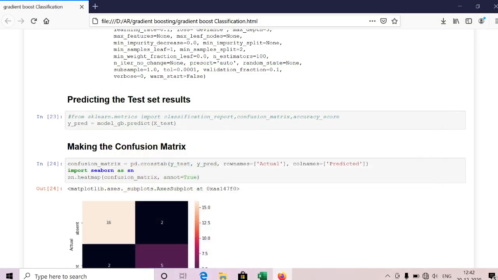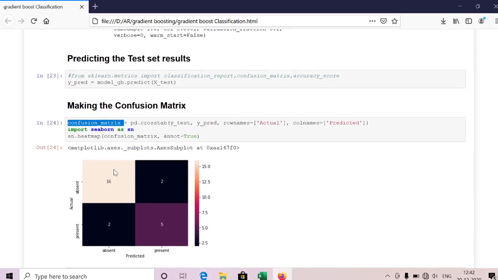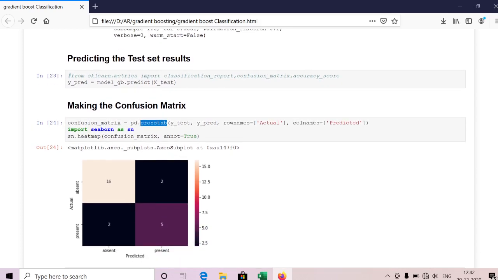Here I'm using a confusion matrix. I want to display how many records are correct and how many records are wrong. For that we need to use the confusion matrix. I'm using pandas pd dot crosstab, which is one of the functions that will display the confusion matrix. Here y test and y prediction we need to pass: what is my actual data, and what is my prediction data. Rows represent the actual data, and columns represent the prediction data.